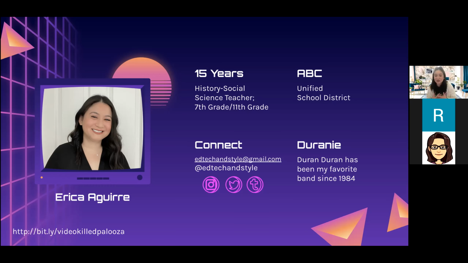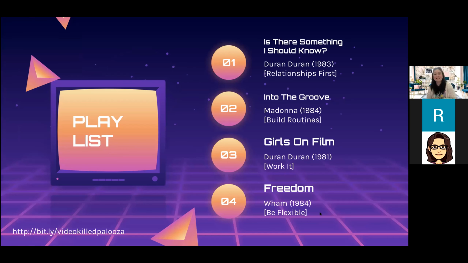If you've ever come to one of my presentations, you know that I like themes. I don't know where that came from because I was never that teacher at first, but now I just kind of love themes. It gives me an idea of where things are going. So our playlist today, instead of an agenda, is There's Something I Should Know. Of course, that is a Duran Duran song from 1983. We're going to get into the groove with Madonna. And of course, we're going to talk about girls on film, not so much girls, but being on film. And again, another Duran Duran song, 1981. And one of my favorite Wham songs from 1984, Freedom. Not Freedom 90, which was a George Michael song, but a Wham song.